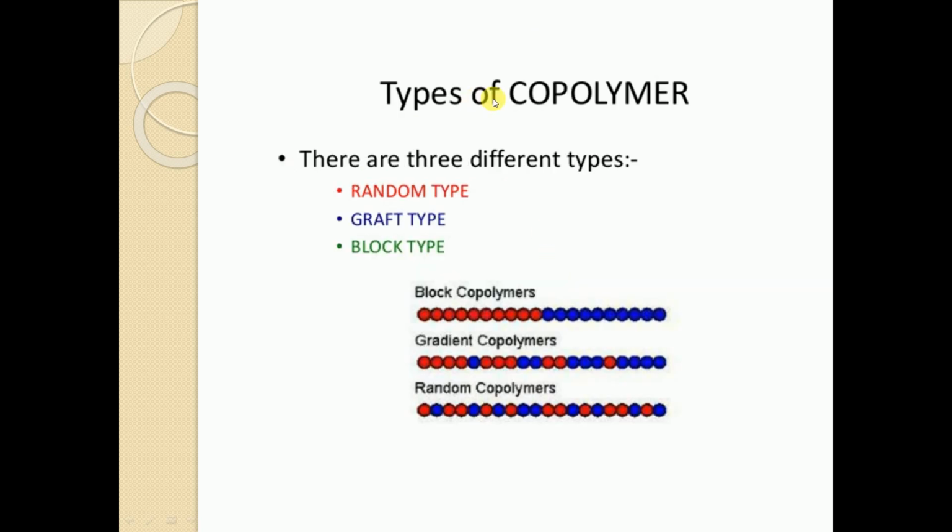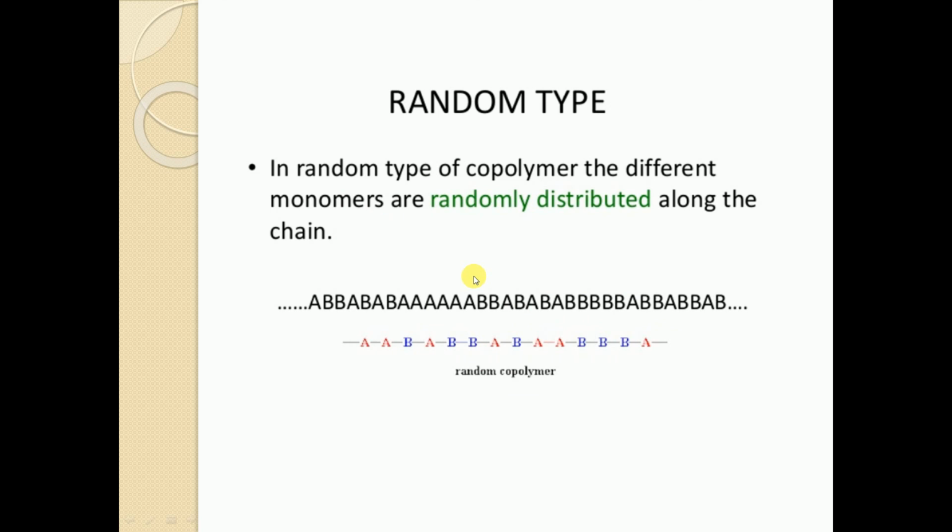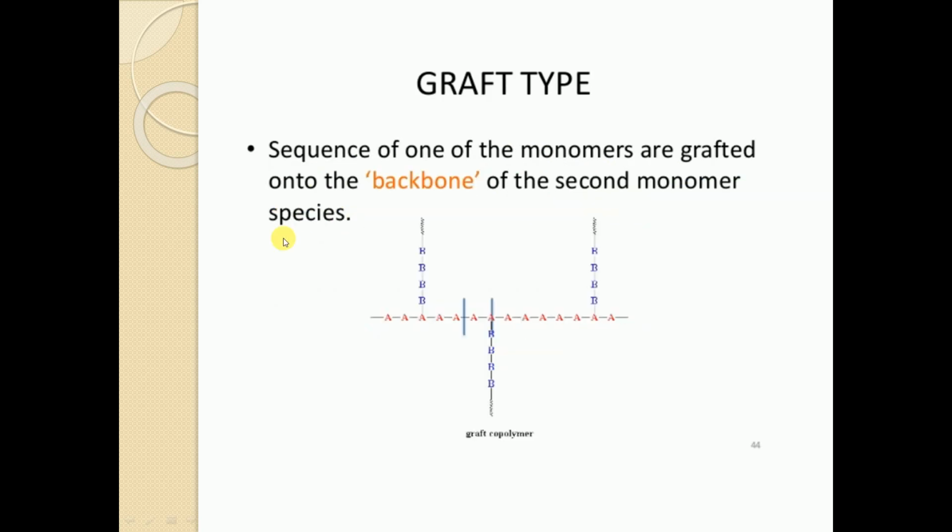Now coming on to the types of copolymer, there are 3 different types: random type, graft type, and block type. Coming on to the random type. In the random type of copolymer, the different monomers are randomly distributed along the chain.